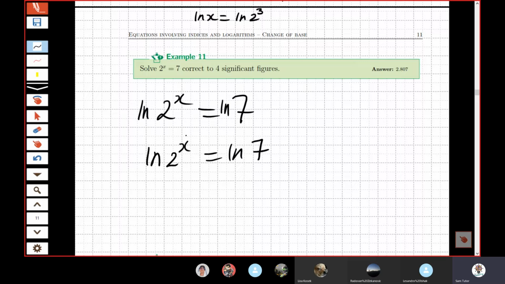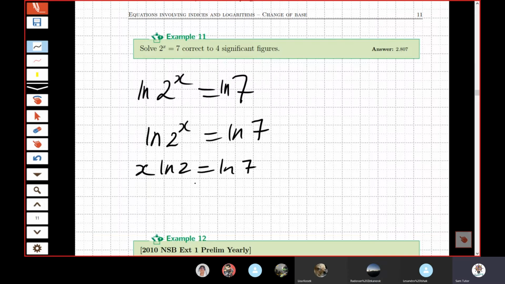What are you allowed to do now with the x? Drop it. Look, it was so hard, but look what you've just done. You brought the x down. That's nice and easy. How are you going to get rid of this log 2? Be careful. You'll divide by log 2, because you're not just getting rid of the log. This is a number now. And that's the answer. Plug that into your calculator. You should say 2.807.